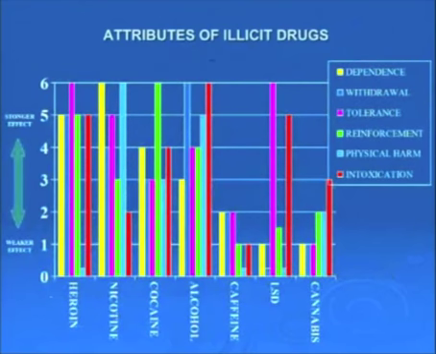Now, this graph is complicated, but I'd like to observe that there's a whole lot of stuff in here. It looks at dependence, withdrawal, tolerance, reinforcement, physical harm, and intoxication. Really what I get out of this graph is that all drugs are different. They're quite different. We tend to talk about drugs as though they were all the same, and the truth of the matter is they're not. They're all completely different.